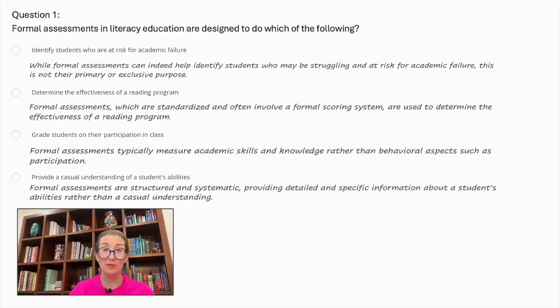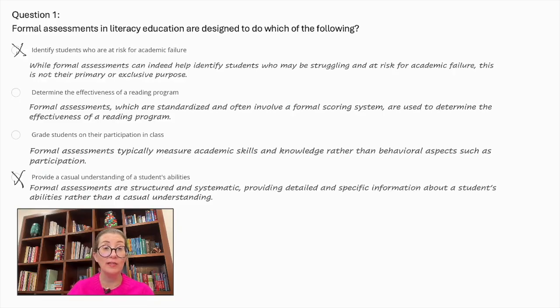Let's start at the top. While formal assessments can indeed help identify students who may be struggling and at risk for academic failure, this is not their primary or exclusive purpose. They are more broadly focused on measuring specific competencies and learning outcomes across a range of performance levels. So we can rule that one out. Now I'm going to start at the bottom. Provide a casual understanding of a student's abilities. Formal assessments are structured and systematic, providing detailed and specific information about a student's abilities rather than a casual understanding, so we can eliminate that as well.